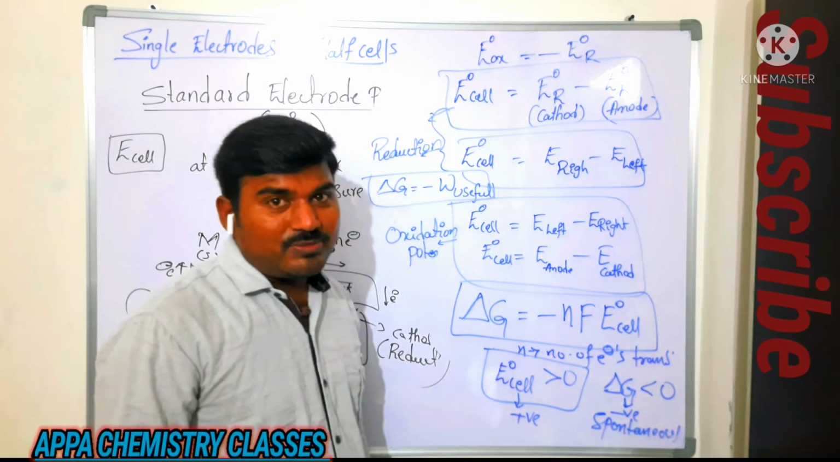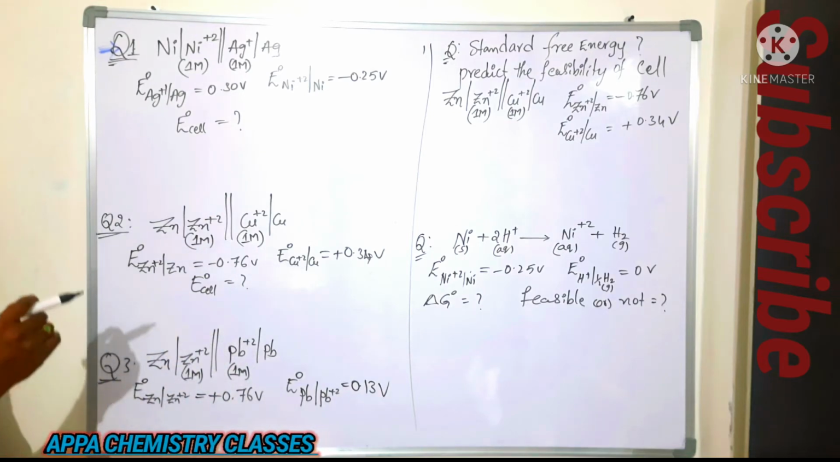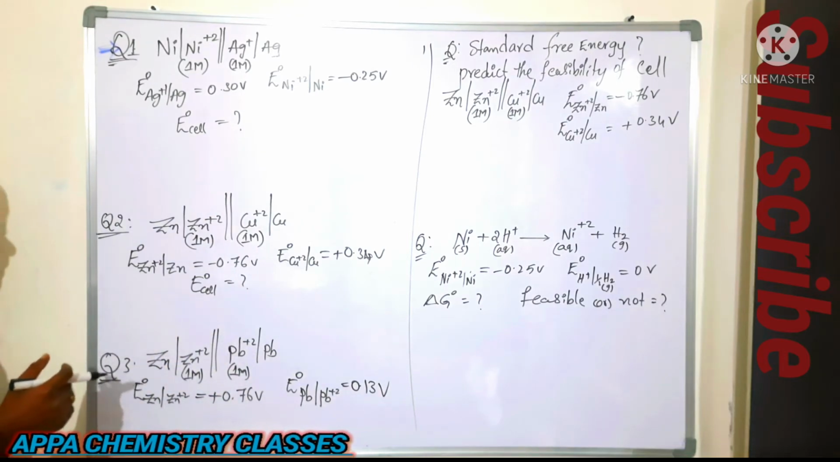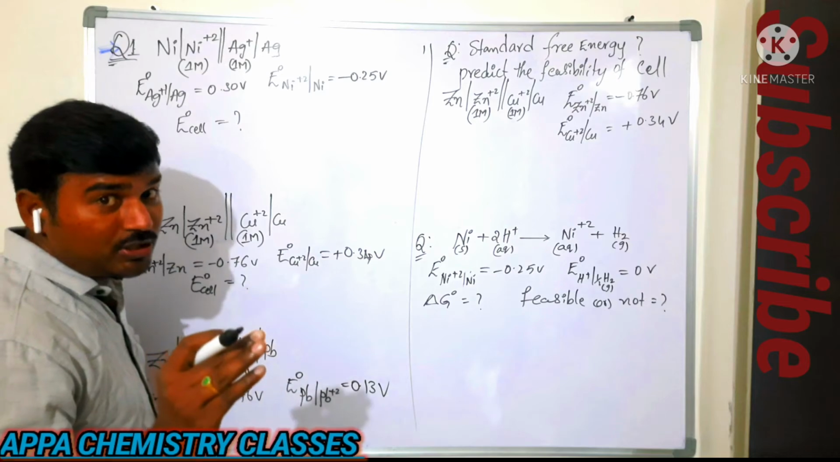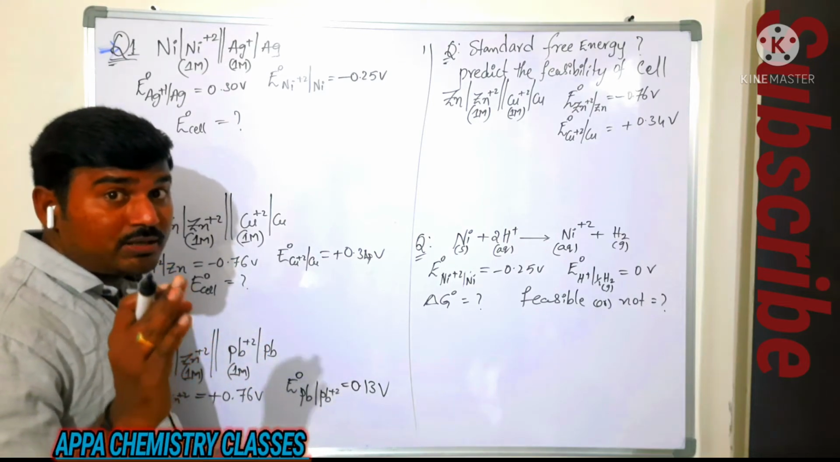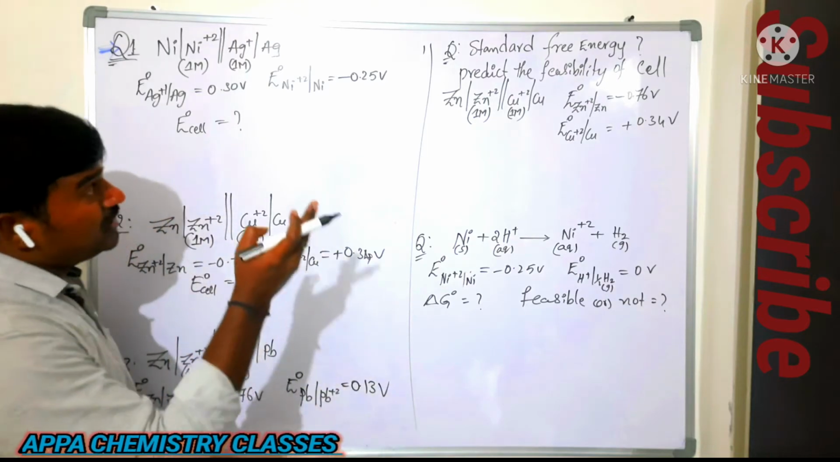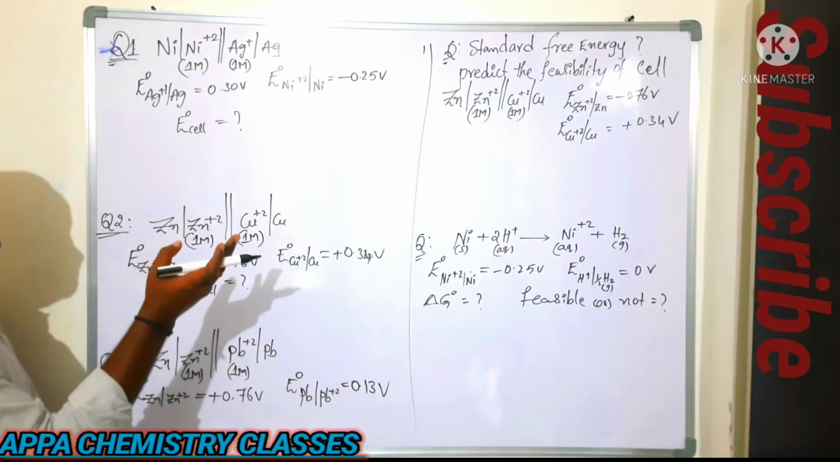We'll see some problems. These are some model questions, to calculate the standard electrode potential. You do remember that here the temperature and concentration of electrolyte will remain constant. Is that clear? That is most important here.